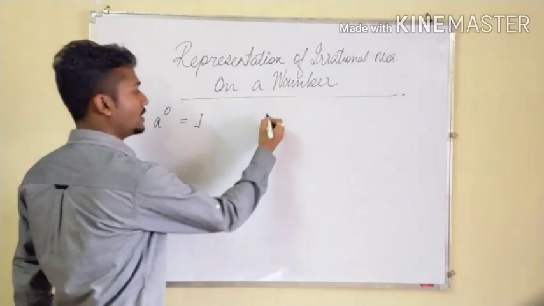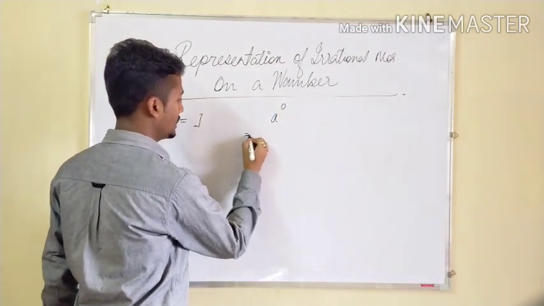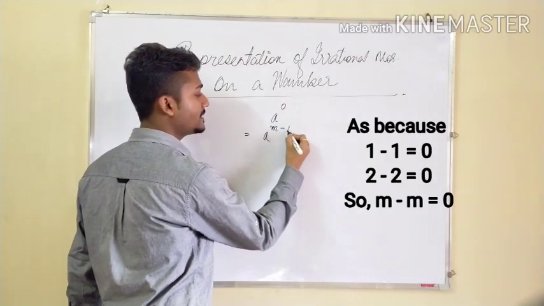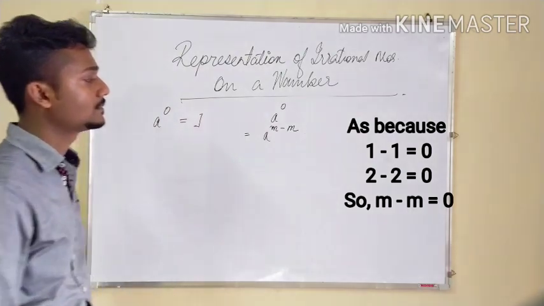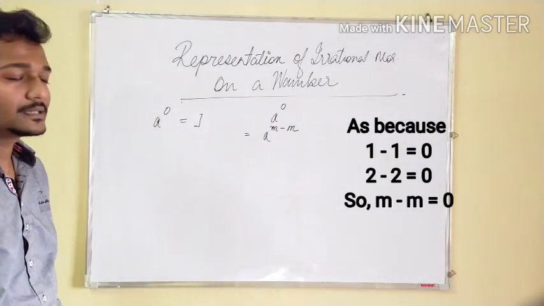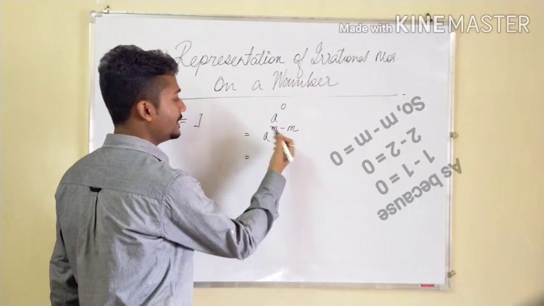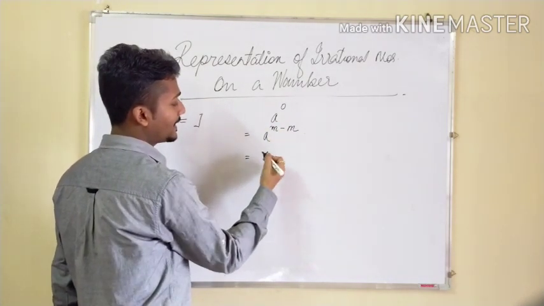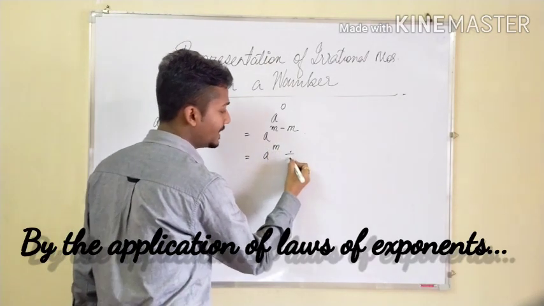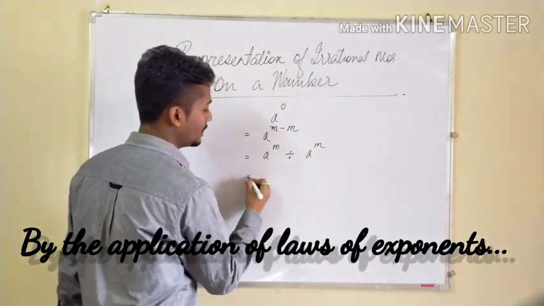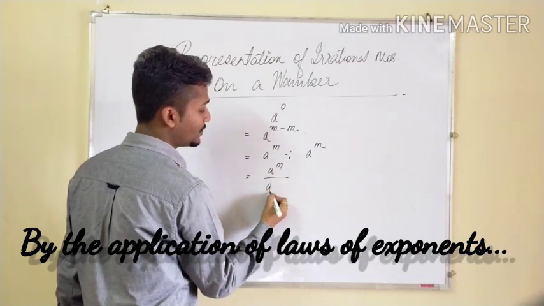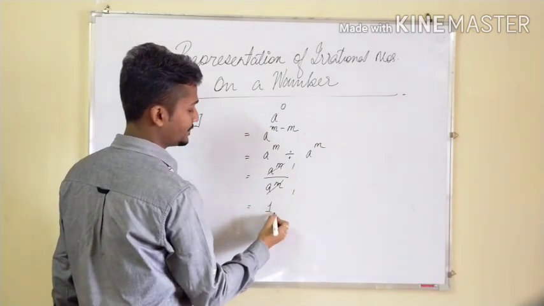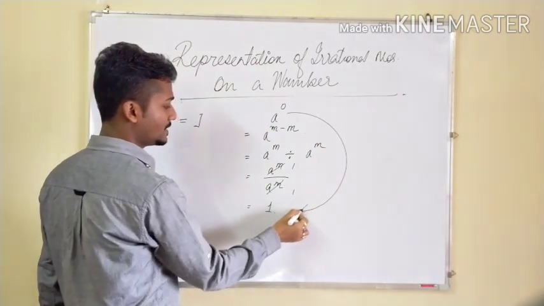How? A to the power 0 is equal to, can I write a to the power m minus m? Yes. And if a to the power m minus m, can I write a to the power m divided by a to the power m? A to the power m by a to the power m is 1. Is that clear? How a to the power 0 is equal to 1?